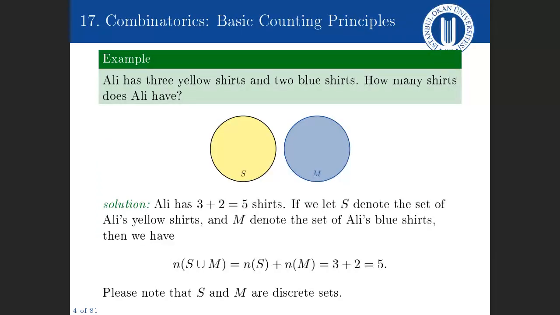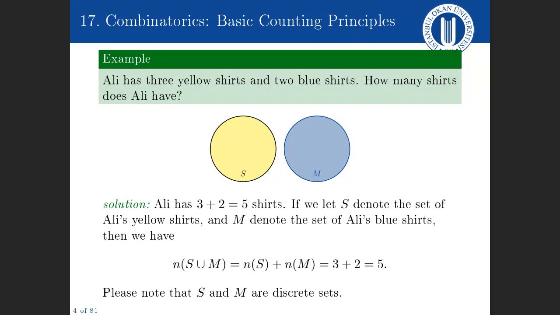A very easy example to start with. Let's suppose Ali has three yellow shirts and two blue shirts. How many shirts does Ali have? Well, that's easy. He has five shirts. 3 plus 2 is 5.